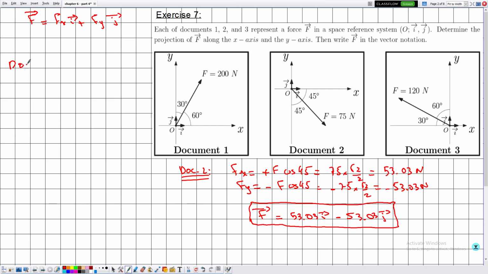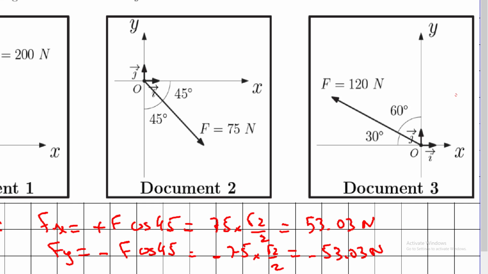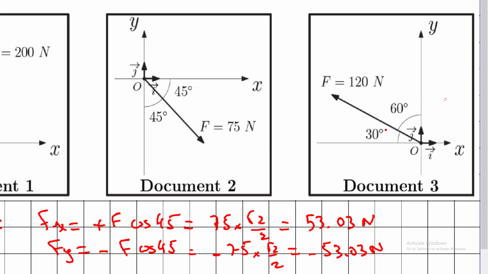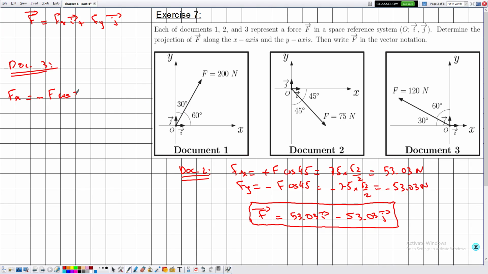Now in document 3, let's start by determining Fx, the projection of F on the x-axis or the x component of the force F. So notice that this force is pointing in the negative direction of the x-axis, so it's minus, multiplied by its magnitude, which is F, multiplied by the cosine of the angle between F and the x-axis, which is given by 30 degrees, which is equal to minus 120 times cosine 30, which is given by radical 3 over 2.